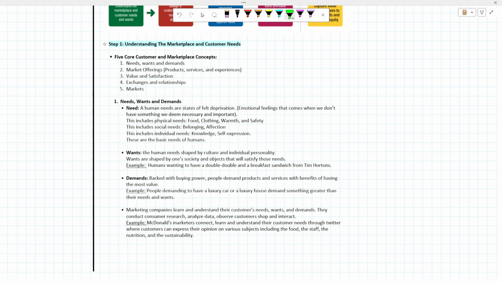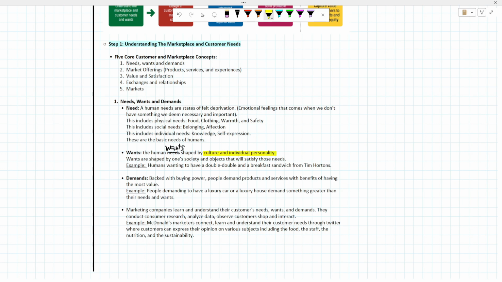So the human needs are shaped by culture and individual personalities. And here I should replace this as wants. I'll put that right now. I'm writing this with my mouse, so it might not be the best, but the human wants are shaped by culture and individual personality. So this is a very good thing to take into account.